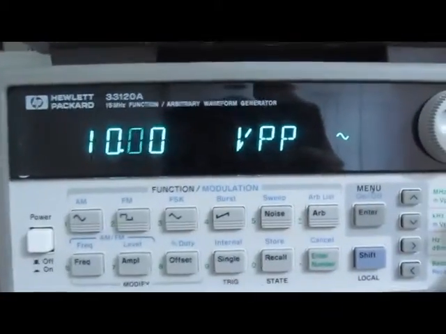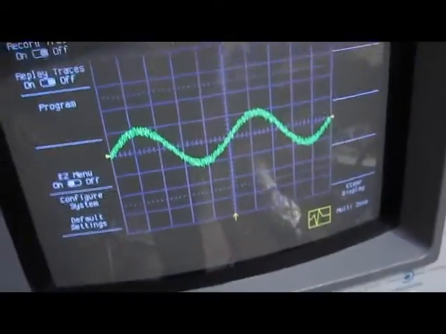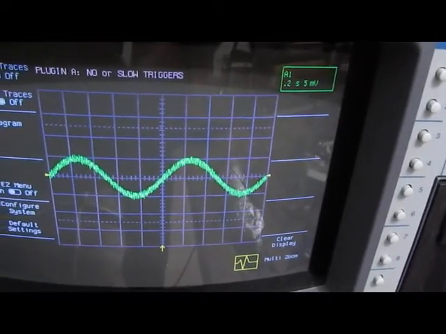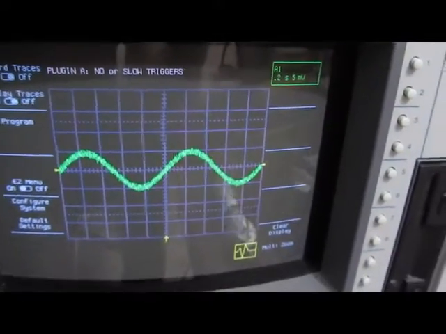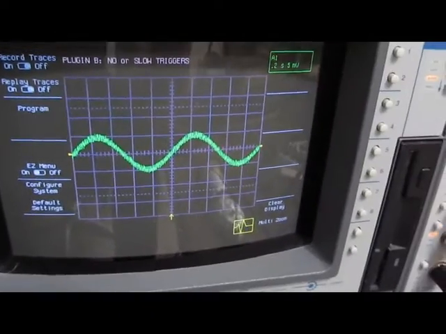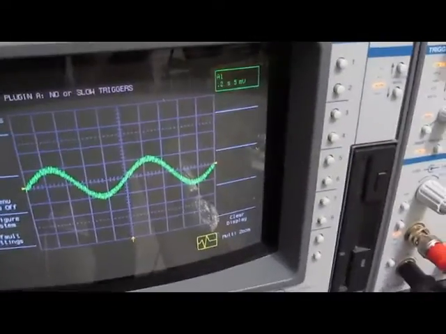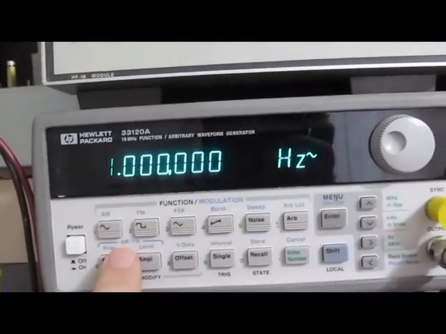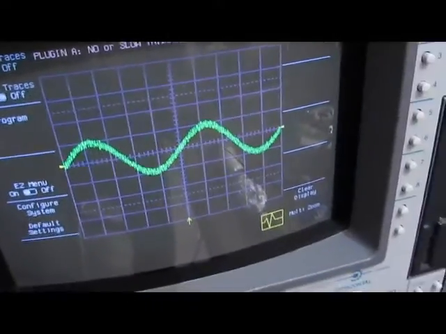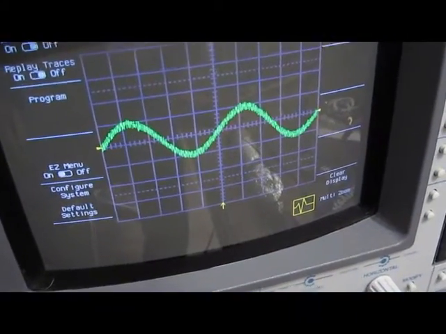So we can see here the generator is set at 10 volts peak to peak. And this is looking at the LeCroy. It's set at 5 millivolts per division, or 10 millivolts peak to peak. Again, it is a 100:1 probe. So currently this is at 1 hertz. You can see it's quite free of noise, really.